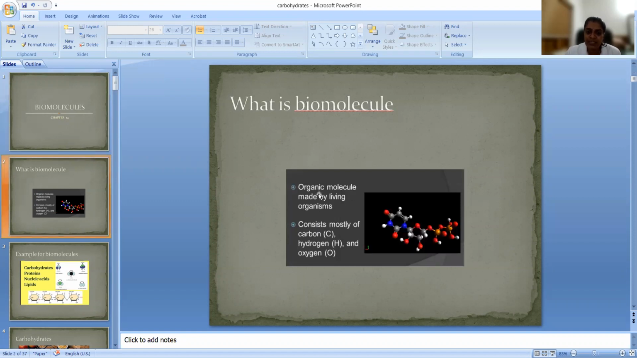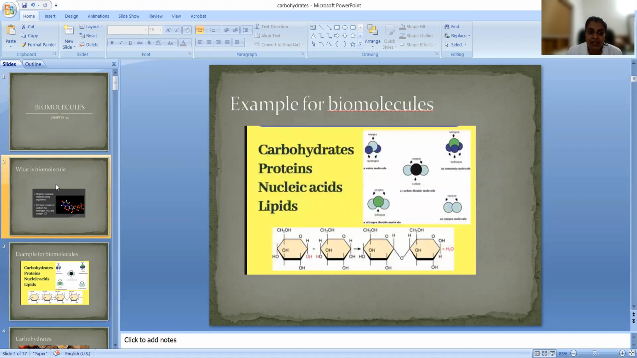What is a biomolecule? It's an organic molecule which is made by a living organism. So that is called a bio. From bio, we know that it is connected with living. So an organic molecule made by a living organism is called a biomolecule. It mainly consists of carbon, hydrogen, and oxygen. Now, there are different classes of biomolecules: carbohydrates, proteins, nucleic acids, lipids. All of these come under biomolecules.